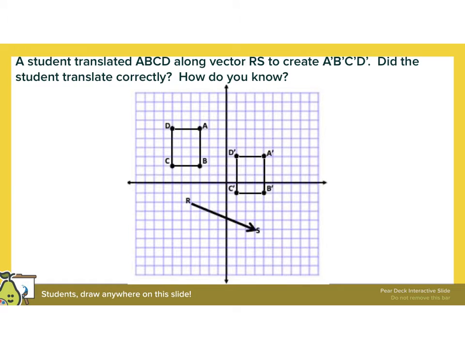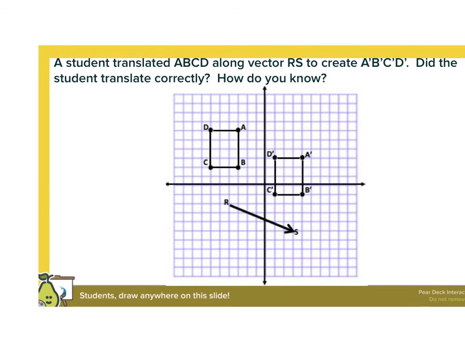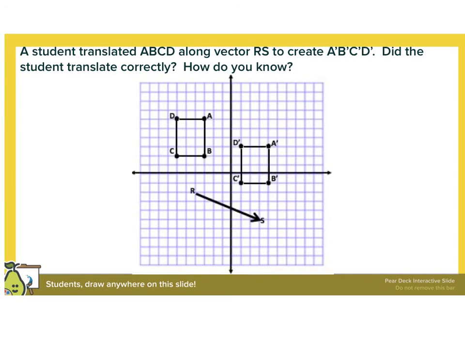Okay, so let's see if you were able to figure it out. So we're translating ABCD along vector RS to get A'B'C'D'. Was it translated correctly, and how do you know?